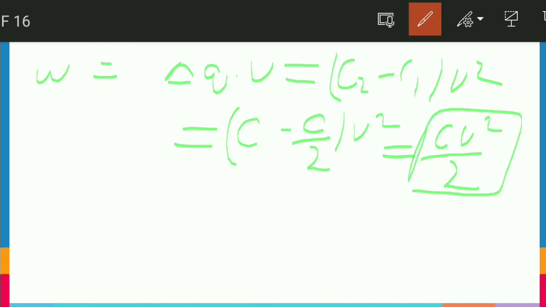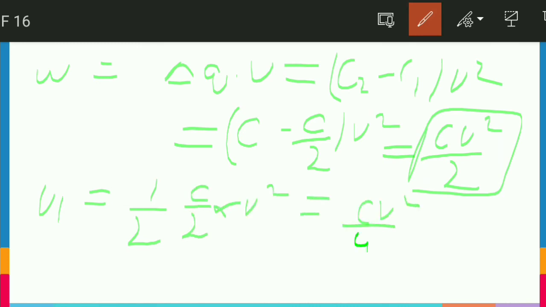So friends, I hope the first part is clear. Now the second part is to calculate the heat developed. Before this, let us calculate the change in potential energy. U initial equals half C equivalent, and C equivalent was C by 2, into V square. So it comes to CV square by 4. And U final will be half C, as it is only one capacitance, into V square. So it comes to CV square by 2.